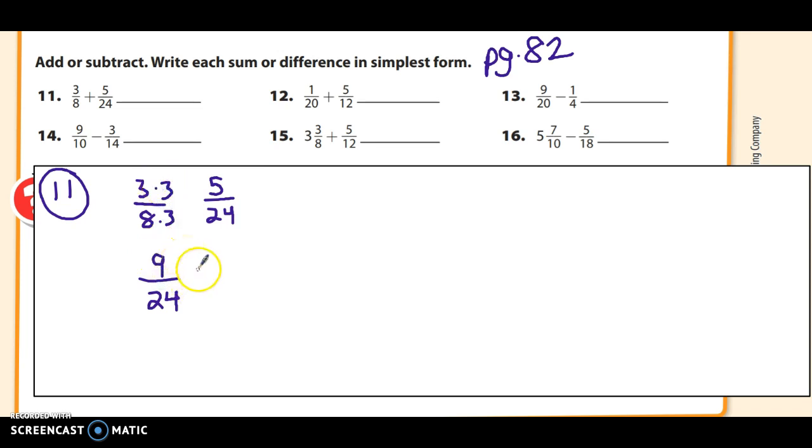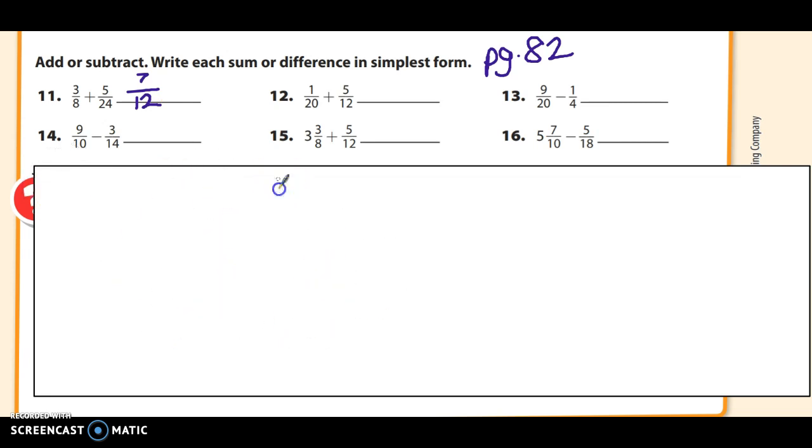Now I can rewrite my problem here as 9/24 plus 5/24. And remember that you add just the numerators. 9 plus 5 is 14. So I get 14/24. And so right here we used LCM to get the least common denominator. Now I'm going to use GCF, the greatest common factor of 14 and 24, to simplify. The greatest common factor of 14 and 24 is 2, so I divide by 2 to simplify. 14 divided by 2 is 7, and 24 divided by 2 is 12, and so my answer in simplest form is 7/12. So good job on number 11. Let's check out number 12.